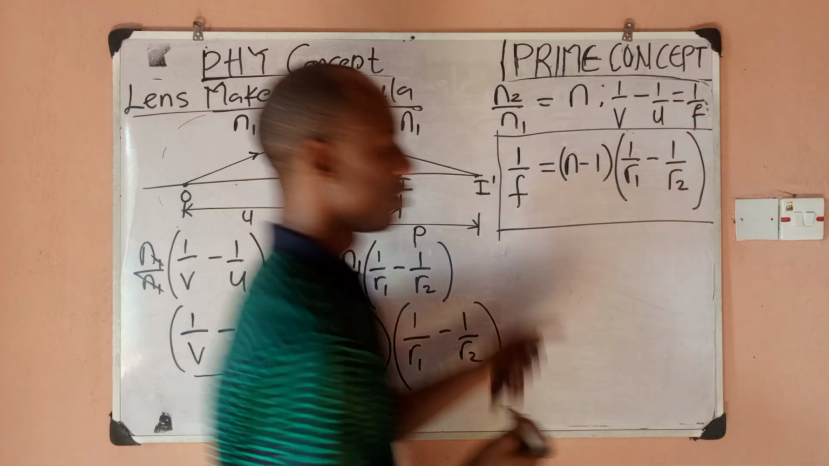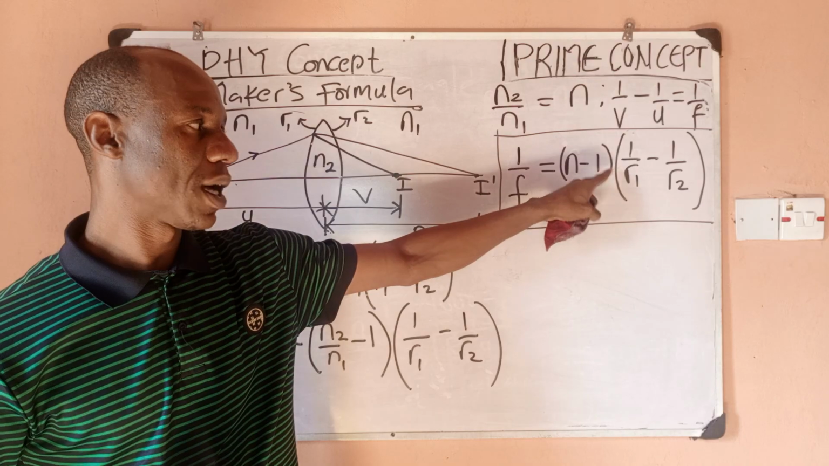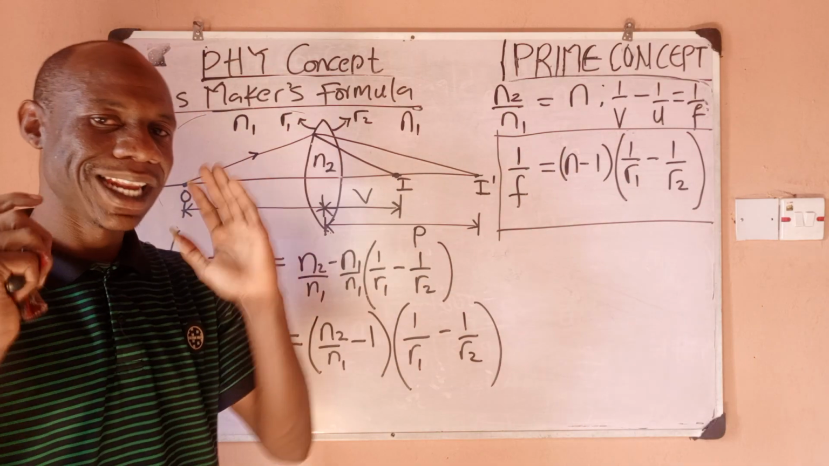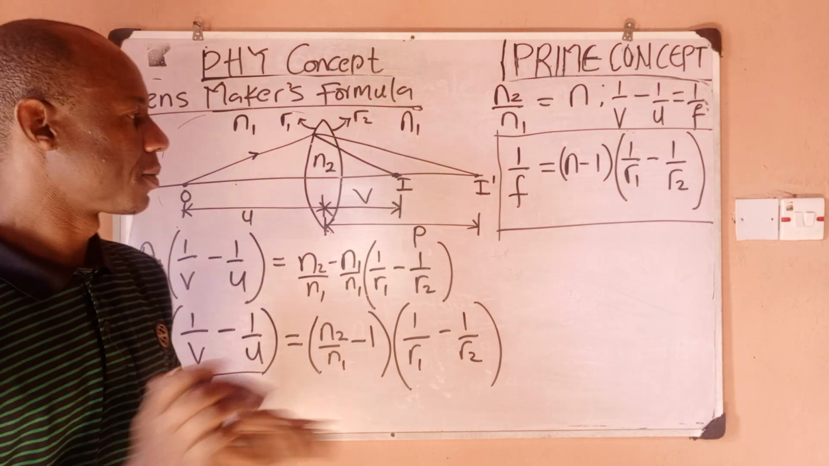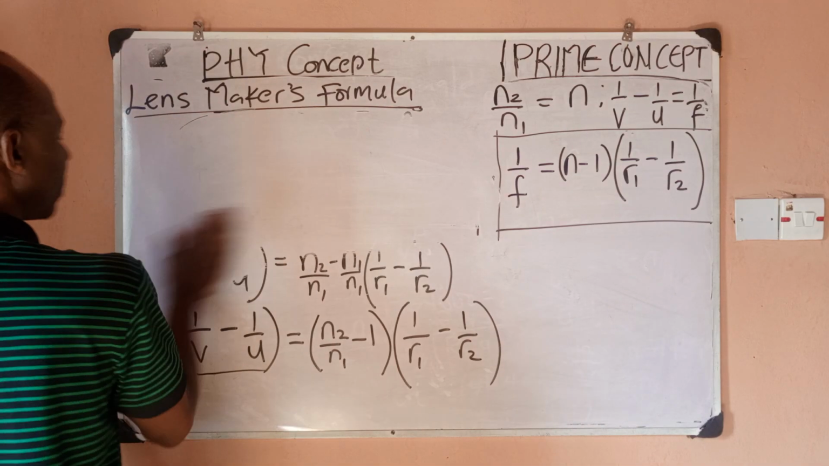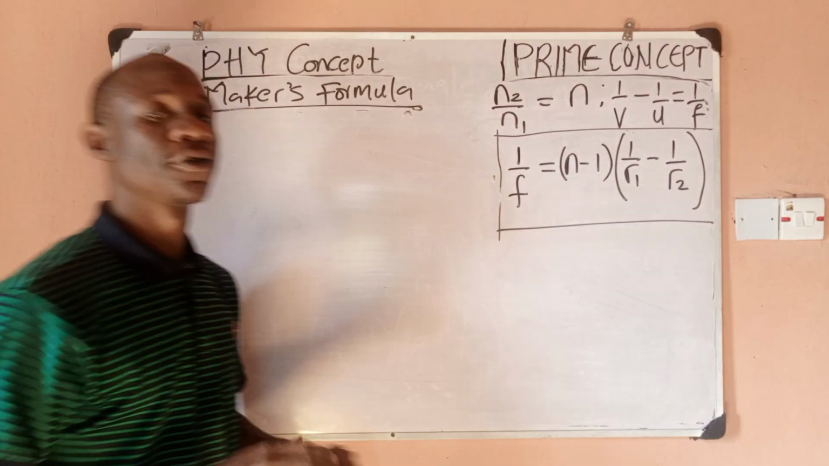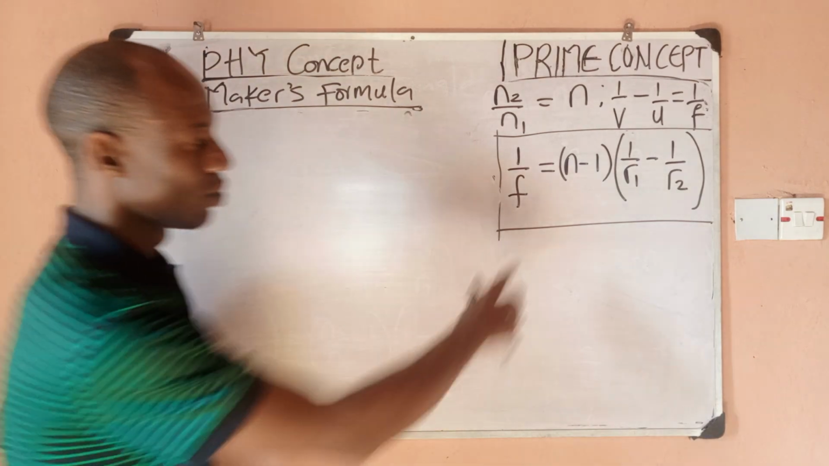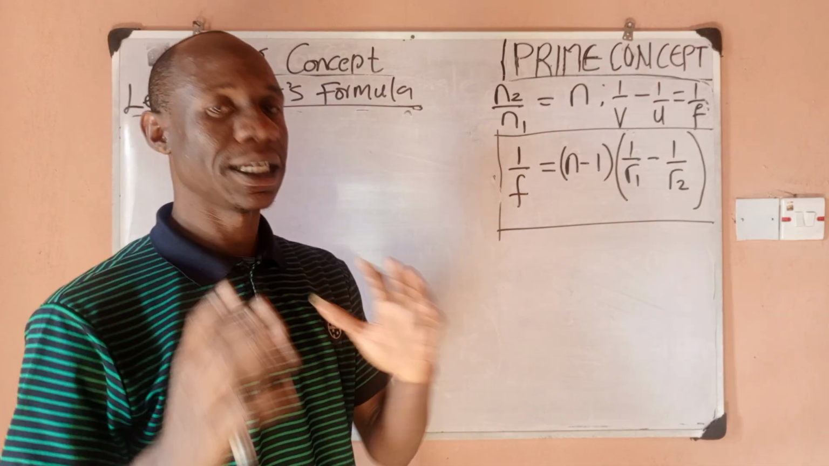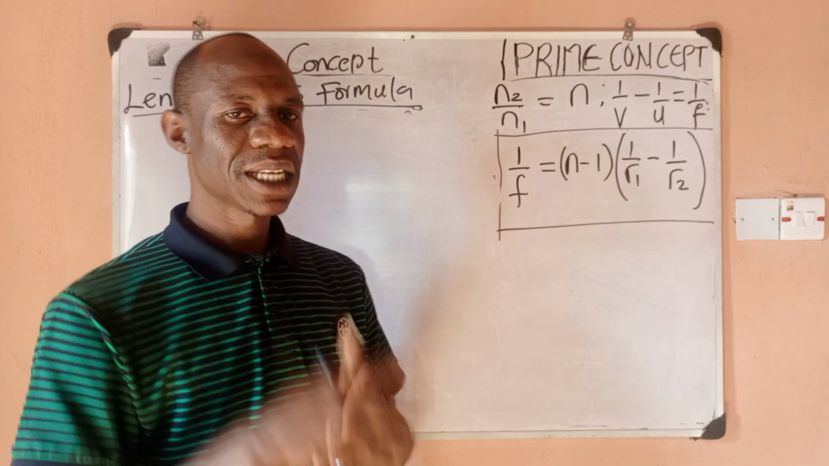This formula you can see on the board. 1 over F equals N minus 1 into 1 over R1 minus 1 over R2. This is what we know as the lens maker's formula. It's a very important formula in the manufacturing of lenses. So if you want to calculate the focal length for a particular lens, you would need to know the refractive index. You can see that the focal length of a lens depends on the refractive index of the material that the lens is made from, right?